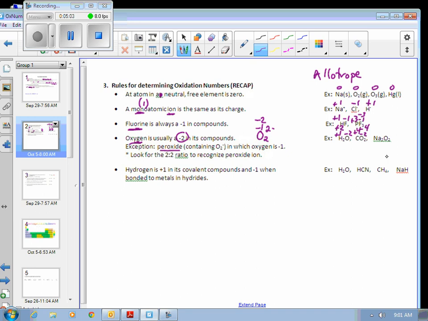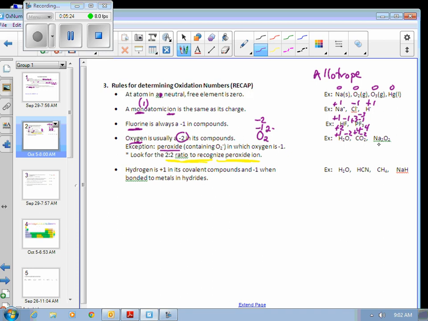Okay? Now, this one looks a little weird. I forgot to mention this. How do you know you got the peroxide on? It will almost always be the oxygen to whatever it's bonded to in a 1-to-1 or 2-to-2 ratio, to recognize the peroxide ion. So Na2O2, it's kind of like H2O2, right, like peroxide.